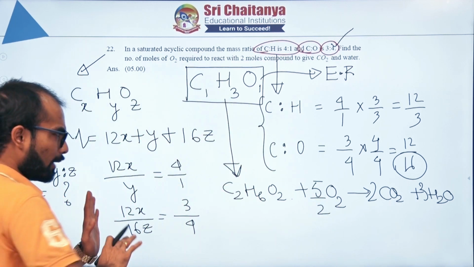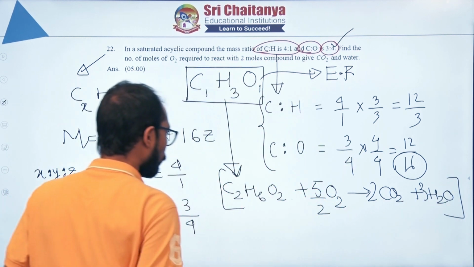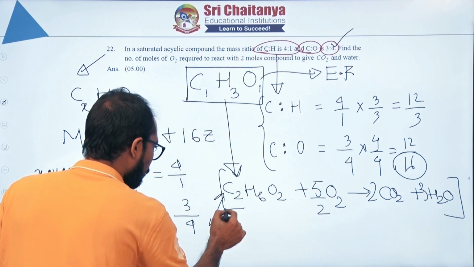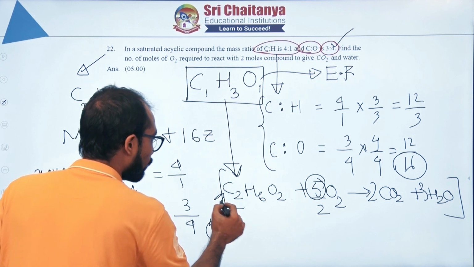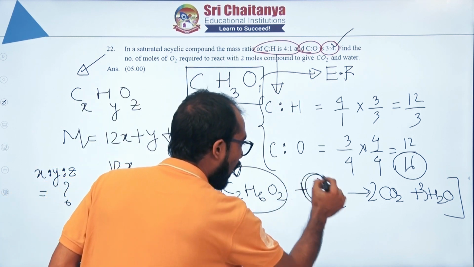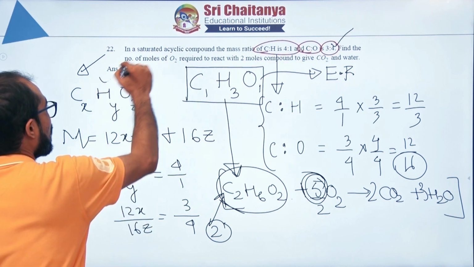Now, if I multiply the overall equation by 2, here 2 will come and here this 5 will remain. So, 2 moles of this compound will require how much? Will require 5 moles. So, 5 is the answer.